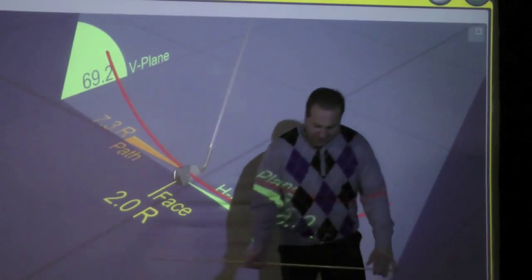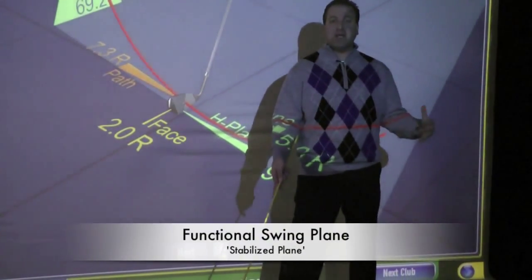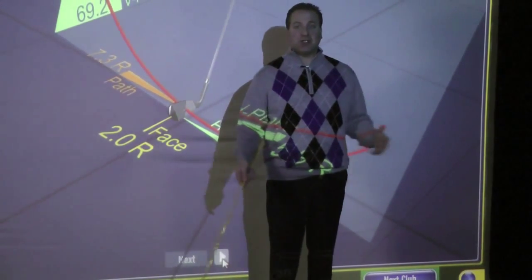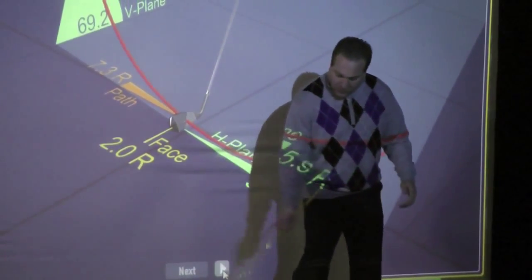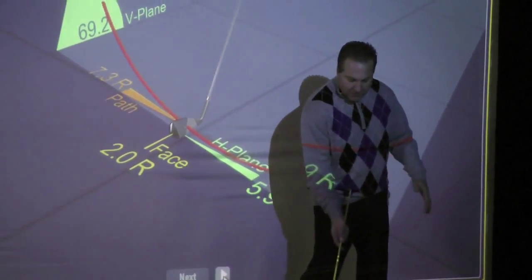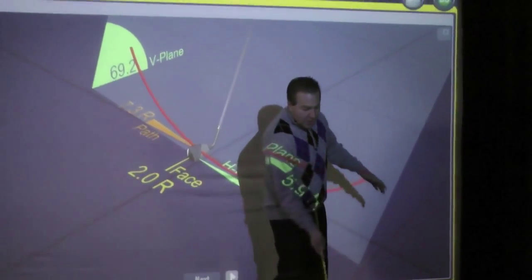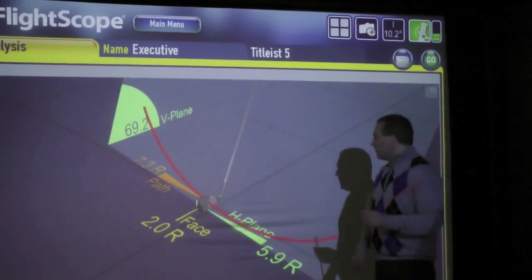At the bottom of the swing arc, there is a stabilized or functional plane of the club that is going to have some type of direction to it in relation to the target line. When we're hitting shots off the ground with a negative attack angle, the direction of swing is going to need to be leftward to be able to offset the downward angle of attack.